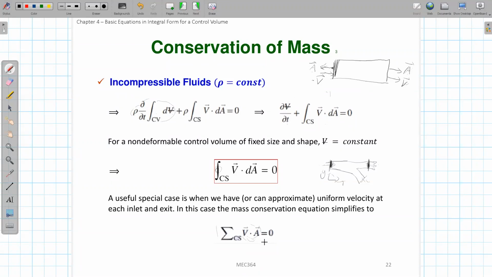So this is the mass conservation for this. If rho is constant and the control volume is constant, and also for the special case where you have uniform velocity at each inlet and outlet, you can even convert from this one to this one. Be careful when you do this inner scalar product, the dot product between the two vectors. You need to consider the angle between these two vectors.